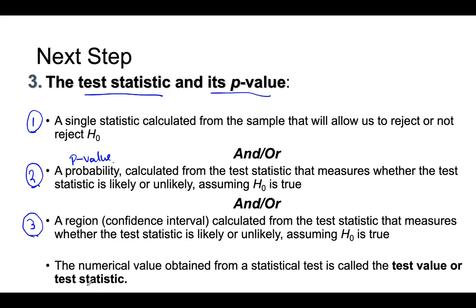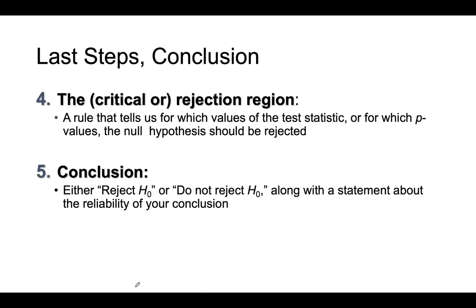That's the third way. They're all basically the same thing. Methods 1 and 2 are very popular because there are printouts where the computer will just give you the p-value. So it's important to be able to go from the classical method, understand the theory, to the p-value. Anyways, the numerical value obtained from a statistical test is called the test value, or test statistic, which I'll show you.